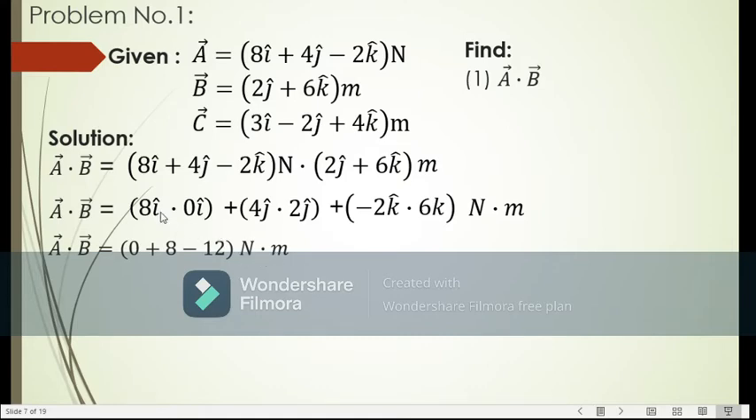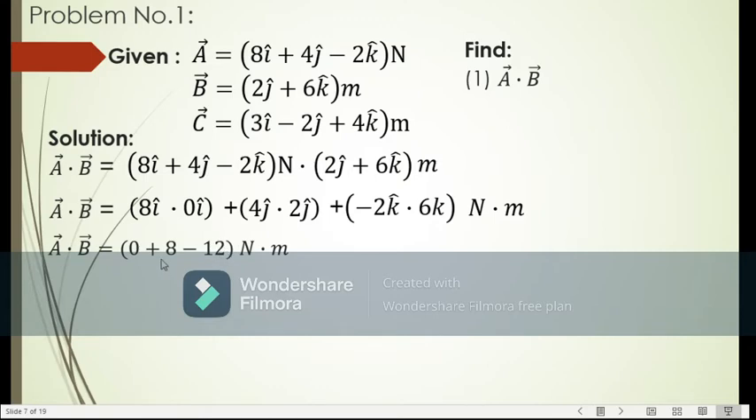i hat dot i hat, the answer is 1. That is why we don't indicate here 0 i hat. j hat dot j hat, the answer is also 1. That's why it's only 8 and we don't indicate j hat. And k hat dot k hat, the answer is also 1. That is why we don't indicate k hat.